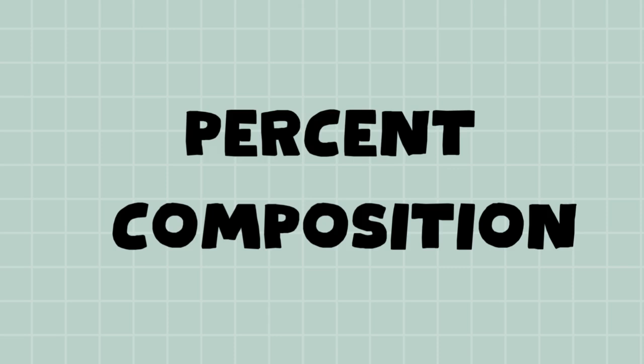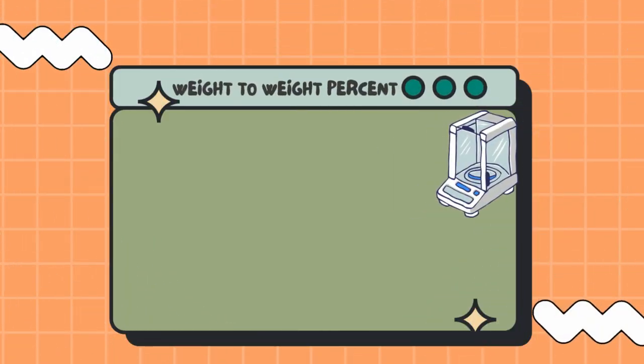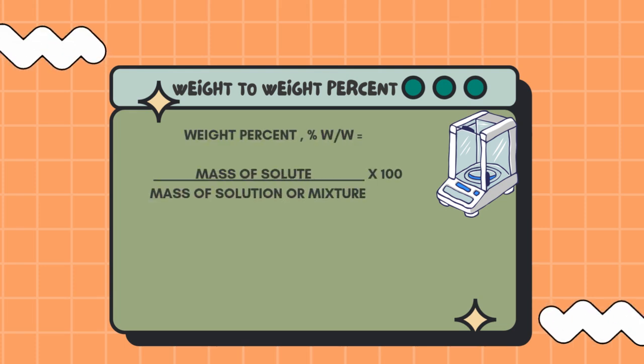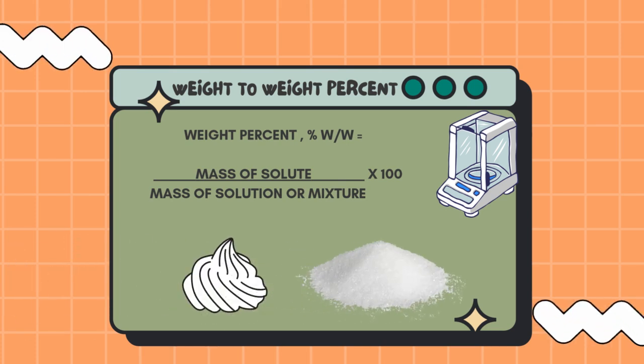Let's now talk about percent composition. One, weight to weight percent, used when both the solute and the mixture are measured by mass. The formula is mass of solute divided by mass of solution or mixture, times 100. This is commonly used in solid or semi-solid mixtures like creams or powders.